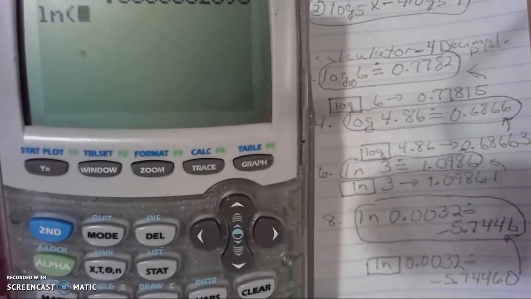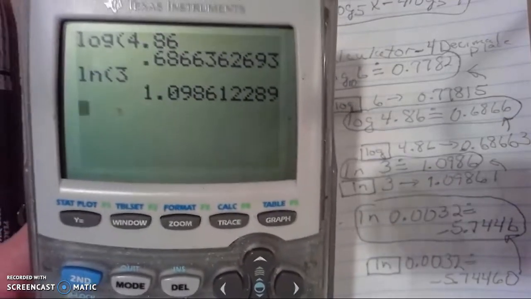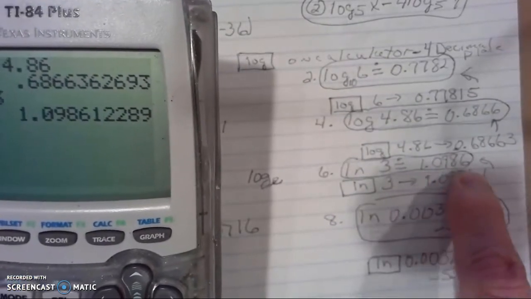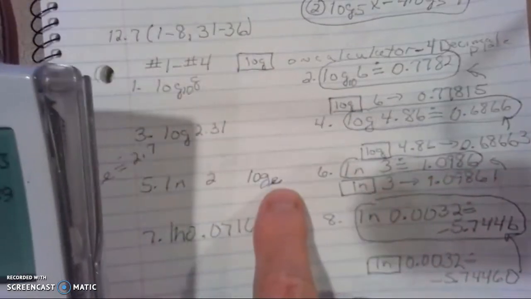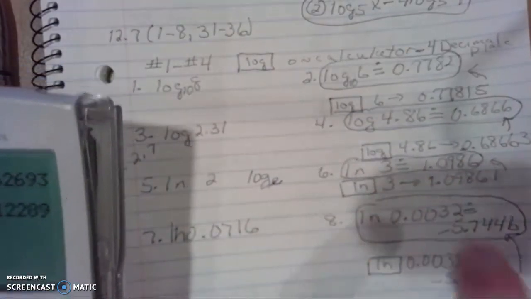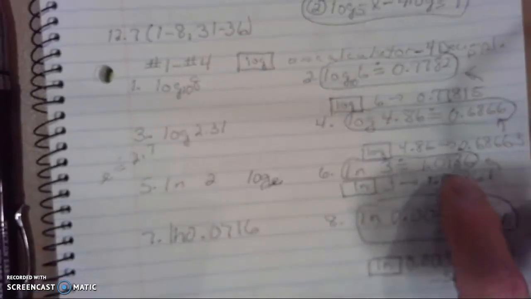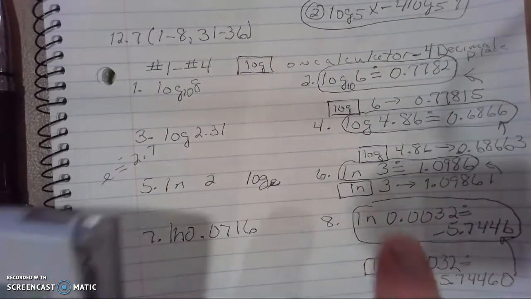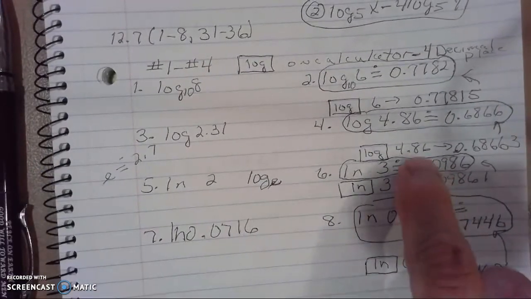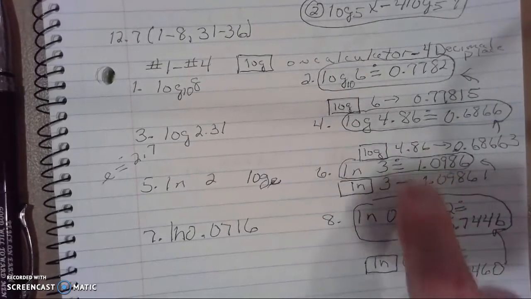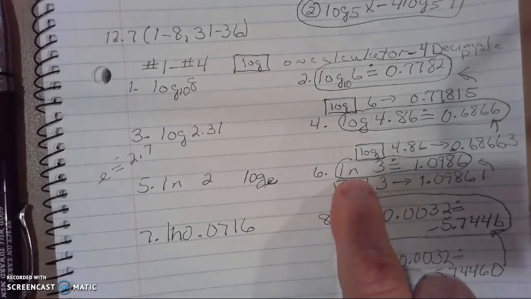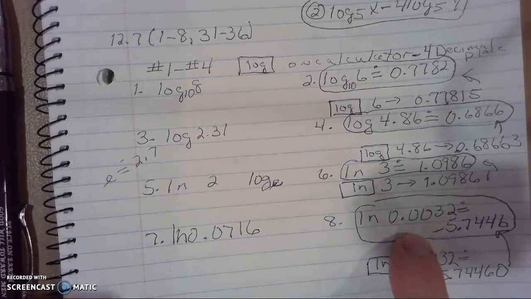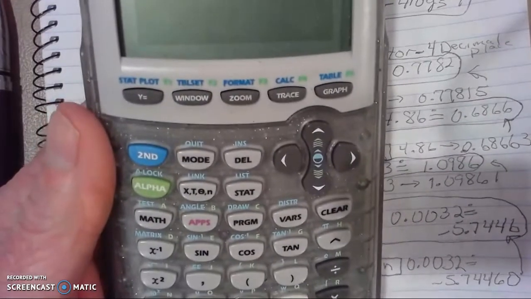For number 6, I push in 3, and I hit enter, and again, that's the decimal. That's the 1.0986, the exponent of the e, so I round it off at 1.0986. Same way on the next one. Now, some calculators will have you put in the 4.86 first, the 3 first, and then the natural log. But my calculator goes natural log 3. So learn your calculator.